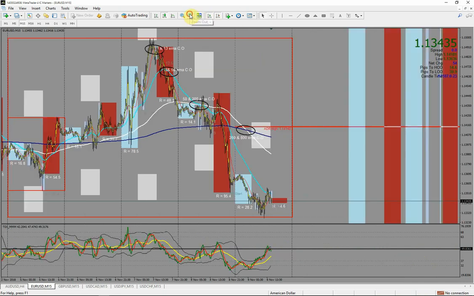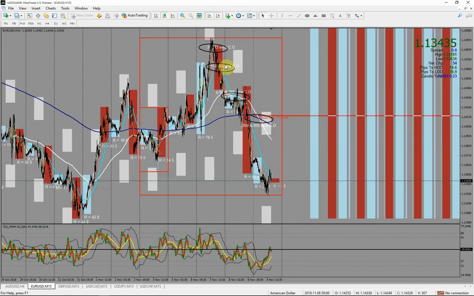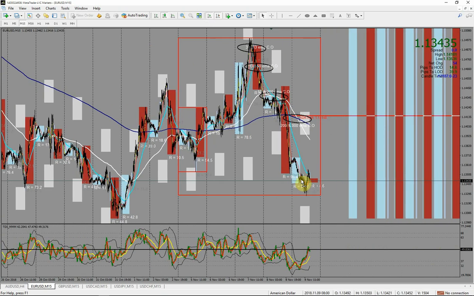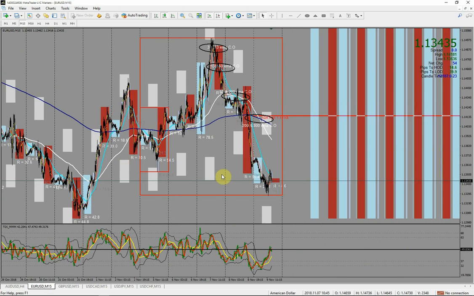I think this was Friday. One, two, three, four, five. Yeah, I think this. Yeah. So because this was Friday, we were expecting a little reversal, but honestly, I don't like counter trading. So instead of buying it, I would just wait for a very good retracement.